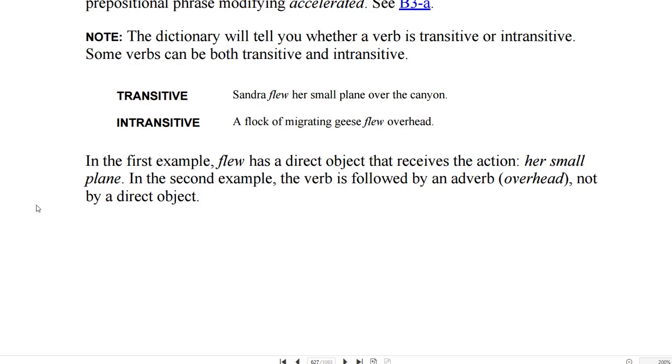Sandra flew her small plane over the canyon. So flew is a transitive verb. A flock of migrating geese flew overhead. Then that's intransitive. So in the first example, flew has a direct object that receives the action, her small plane. In the second example, the verb is followed by an adverb, overhead, not by a direct object.